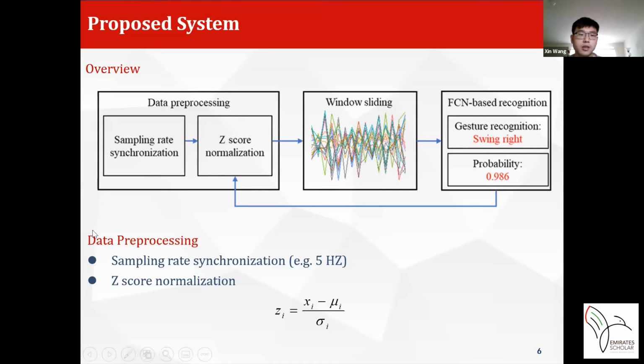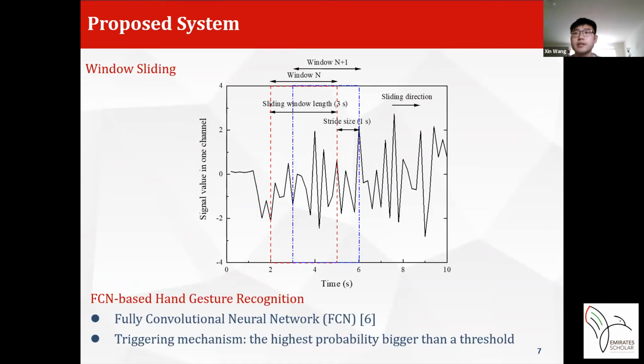In the data pre-processing part, the sampling rate of different sensors is first synchronized to a unified sampling rate. And then Z-score normalization is employed to reduce the impact of noise. As for the window sliding, a sliding window with fixed length is used to divide the data, as shown in this figure. When the signals come in, the window moves through the whole signal, and the pre-processed data in the latest window are fed into the FCN-based classifier.